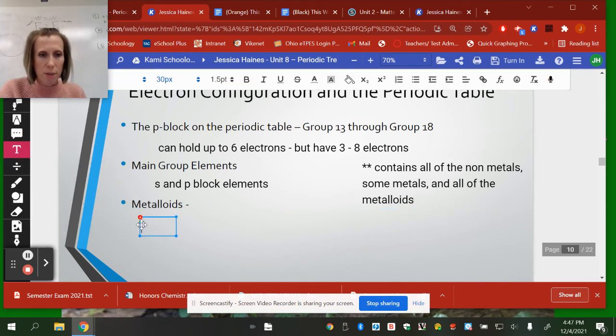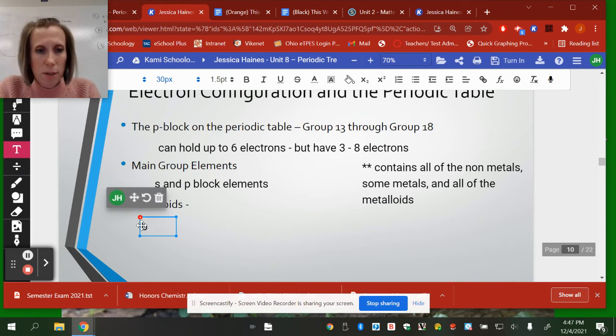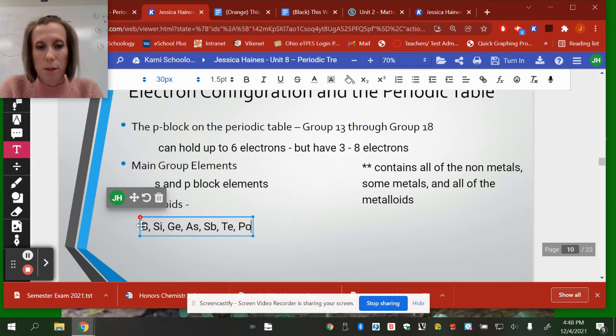Okay, so let's list the metalloids. There's 7 of them. There's boron, not lowercase b, boron, silicon, germanium, tin, nope, arsenic. Sorry, I was doing our lab. Arsenic, antimony, tellurium, and polonium. Those are the 7 metalloids.